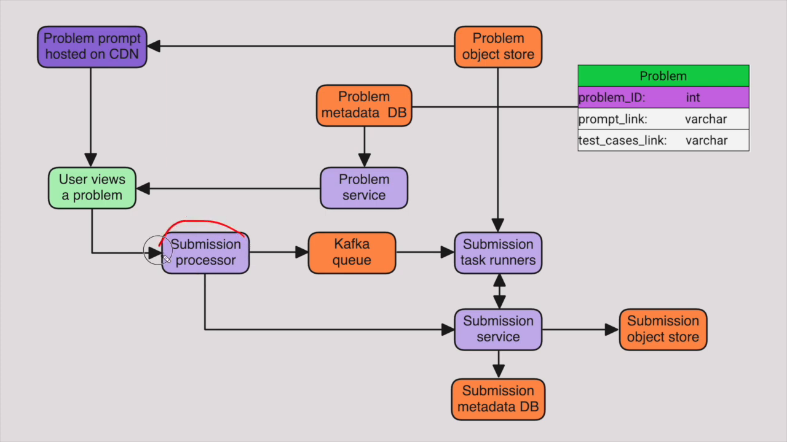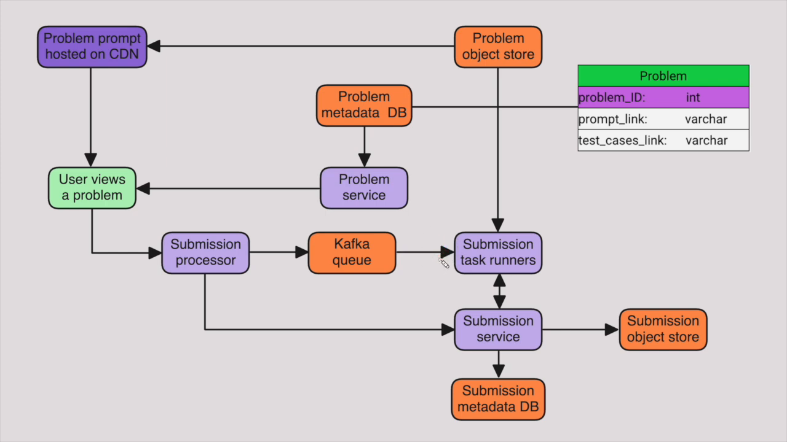Now the submission processor creates a message that would have the ID of the problem and the ID of the code that was submitted, and sends that message to the Kafka queue. On the other side of the Kafka queue we would have submission task runners. And these would be a pool of workers, or it can be Docker containers in a pool, or it can be virtual machines in an auto-scaling or node pool in AWS, for instance. A lot of small instances that would receive a message from Kafka and then execute the code against the test cases and return the result.